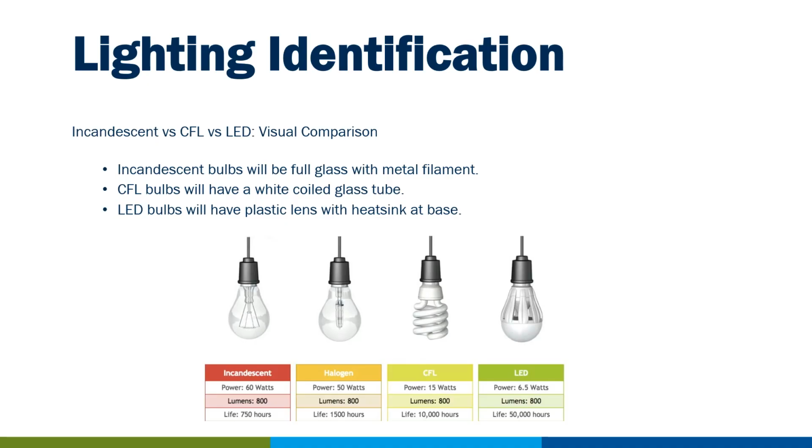First, we will start with the most common type of light found inside apartment units of residential buildings, screw-in bulbs. Non-LED bulbs will typically be incandescent or CFL bulbs. Incandescent bulbs will have a full glass lens with a metal filament inside. CFL bulbs will have a white coiled glass tube with a plastic base at the electrode or socket. LED bulbs will have a plastic lens with either a plastic cover, heatsink, or metal heatsink with fins at the base.